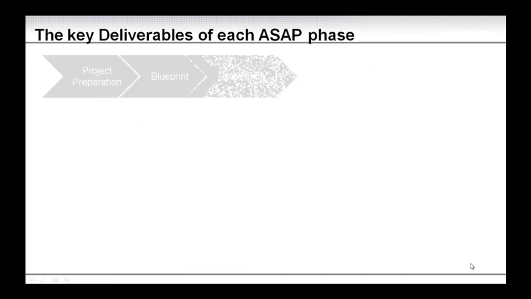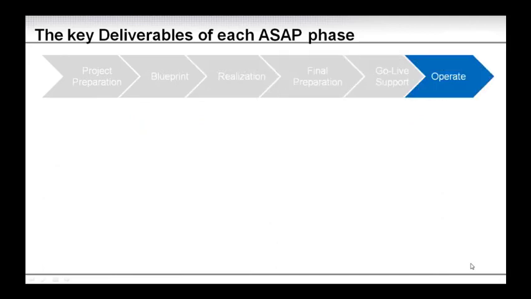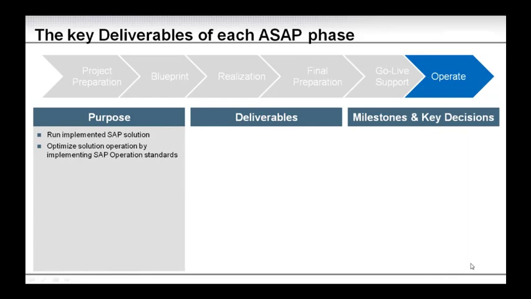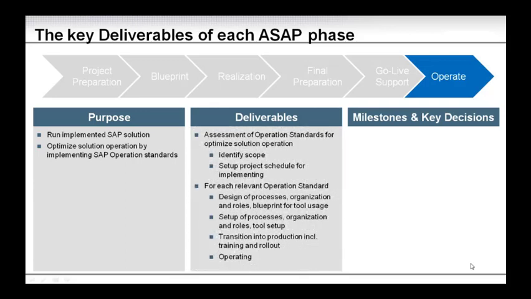And why do we close the project before the operate? Because the operate phase is actually to run the implemented SAP solution. It is to operate the solution. And here you optimize the solution operation by implementing SAP operation standards. So assessment of operation standards to optimize the solution operation.